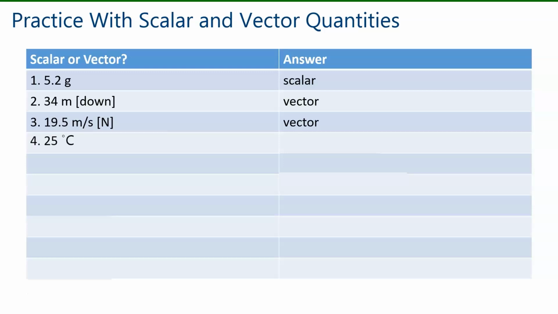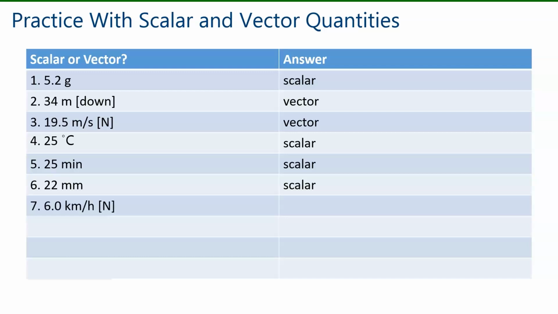25 degrees Celsius. This is a scalar quantity because it does not have a direction indicated. 25 minutes. Also scalar because there's no direction indicated. 22 millimeters. This one's scalar as well because it has magnitude but not direction.